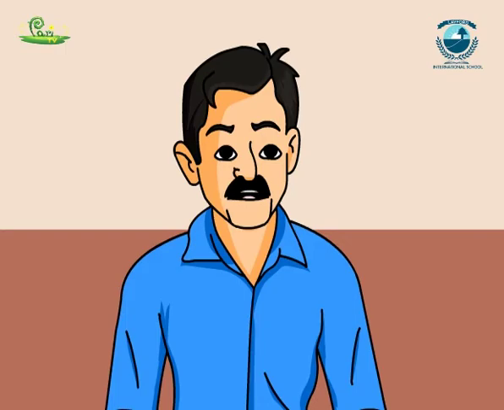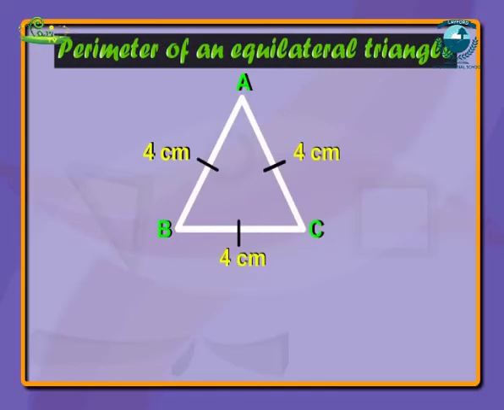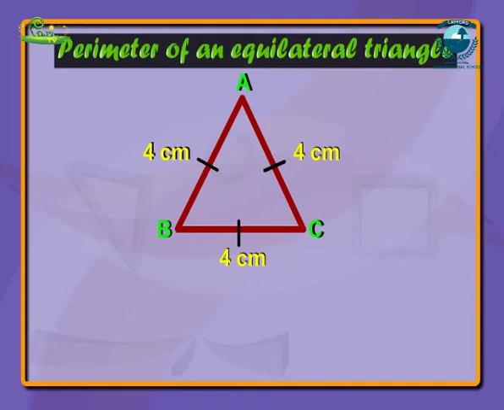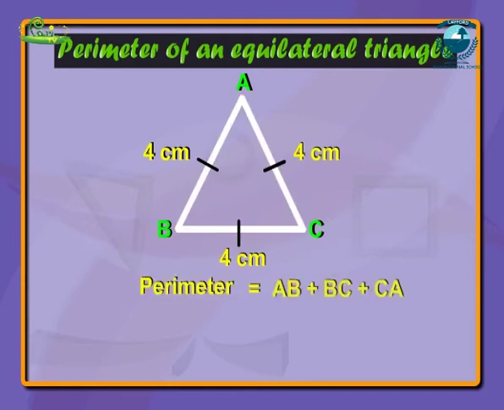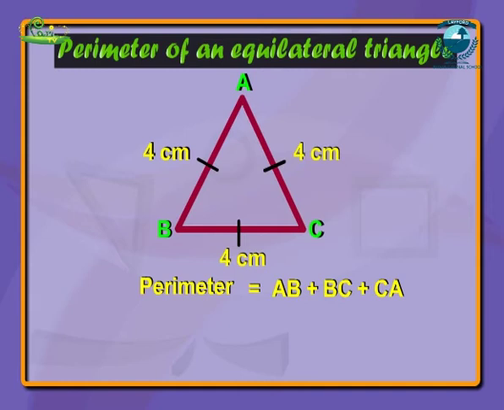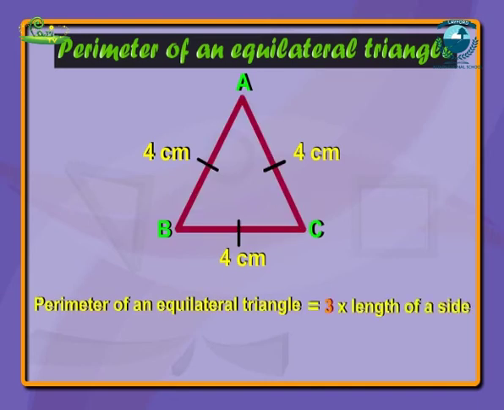Now we will learn to take out the perimeter of an equilateral triangle. In this triangle, we have perimeter equal to AB plus BC plus CA. Since it is an equilateral triangle, so its all sides are equal. Hence we have perimeter equal to AB plus AB plus AB equal to 3 into AB equal to 3 into 4 centimeter equal to 12 centimeter. Thus, perimeter of an equilateral triangle is equal to 3 into length of a side.